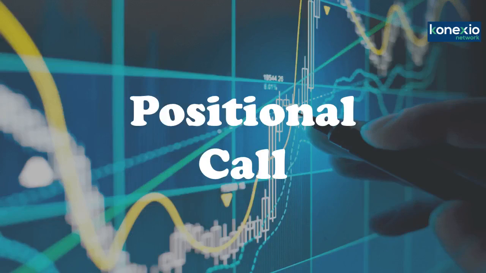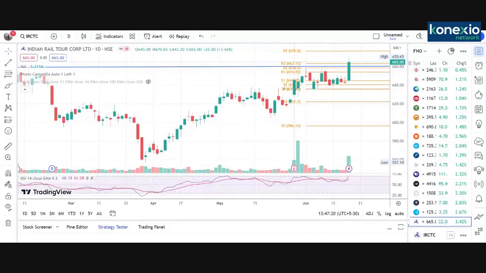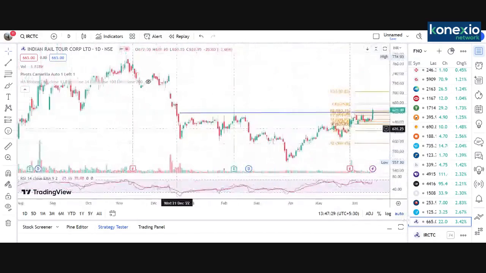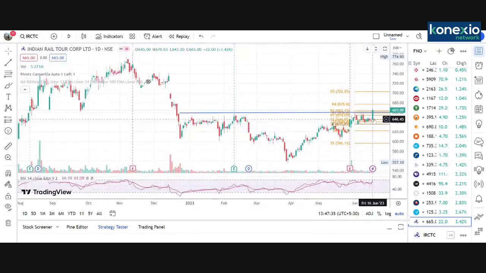So friends, now let us discuss the positional call. I've identified one stock. The name of the stock is IRCTC. Now you can see on the screen, the stock has already consolidated for a long period of time. The consolidation period started from December 22 and it gave a breakout in almost July 2023. Now you can consider this as an inverse head and shoulder breakout.